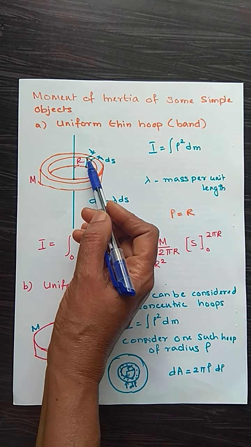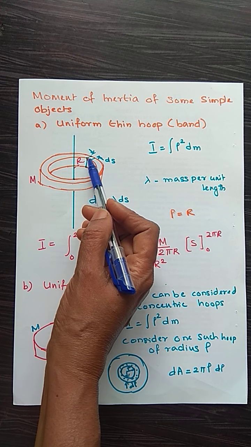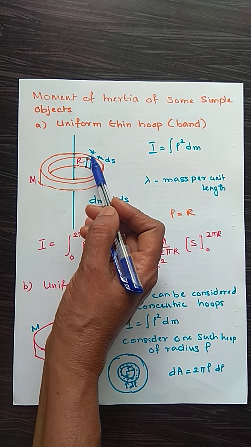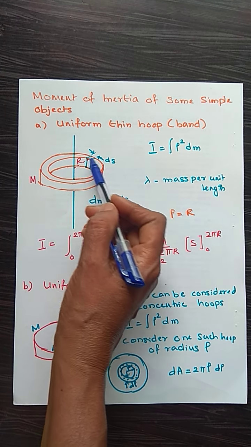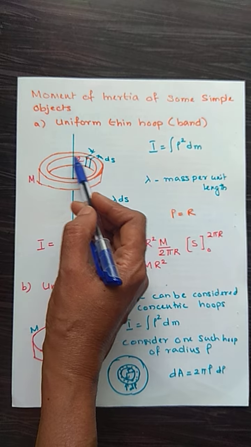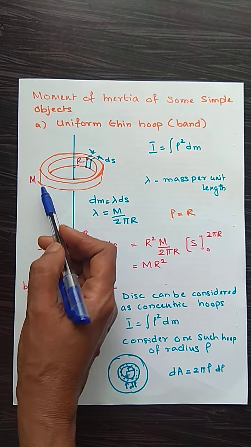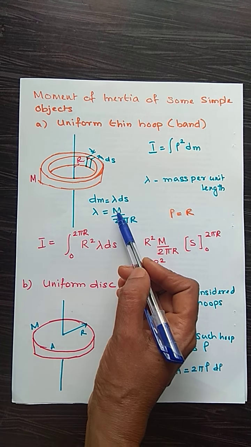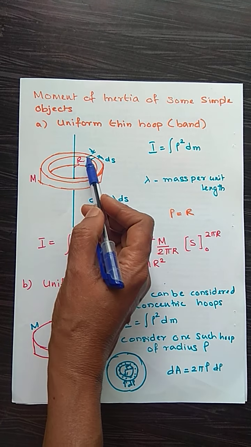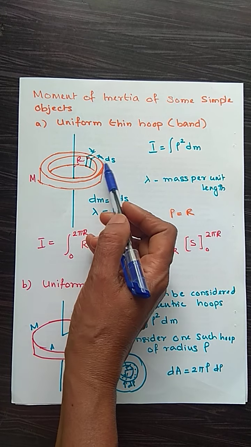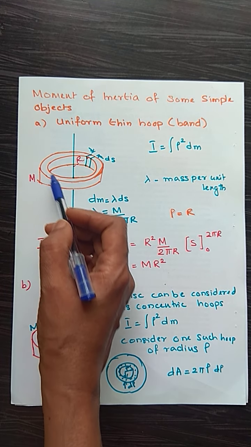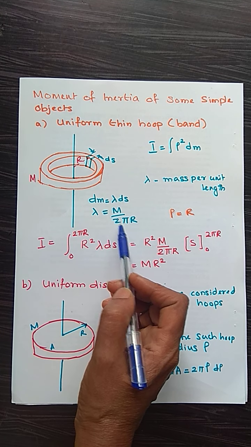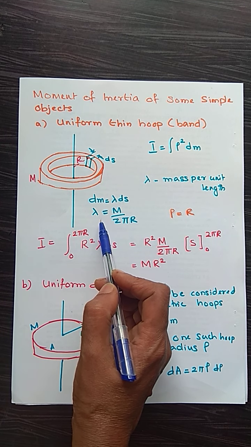We are going to consider a small strip of this hoop, a small section of this hoop. This is the radius r. The total length of this hoop is 2 pi r. If m is the total mass, the mass per unit length of this hoop will be m by 2 pi r. 2 pi r is the whole length. If you open it up as a strip, it will be of length 2 pi r. If the total mass is m, then m by 2 pi r is the mass per unit length.